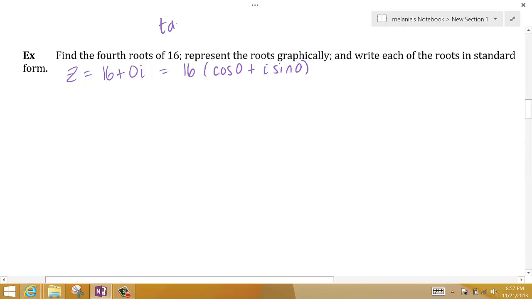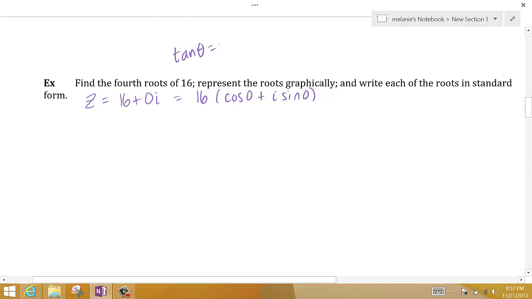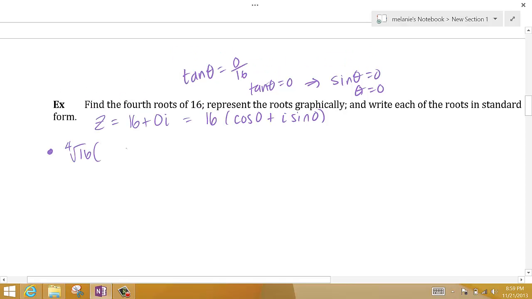You could also find your argument the way we did before. Tangent theta is b over a. So we're asking, where is tangent theta 0? Well, that's where sine theta is 0 and theta is 0. Okay, so here's our complex number. The fourth root of 16 times cosine of 0 plus 2 pi k over 4, because it's a fourth root, plus i times sine of 0 plus 2 pi k over 4.